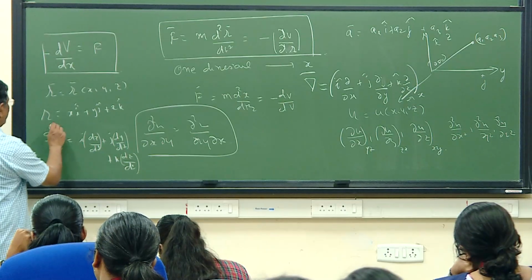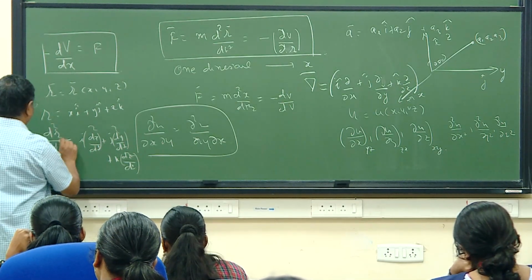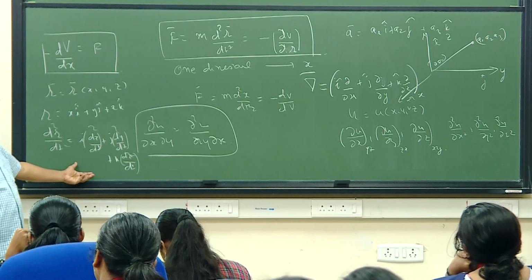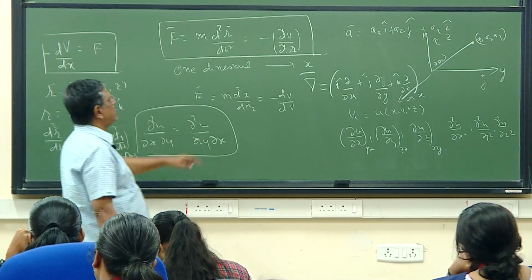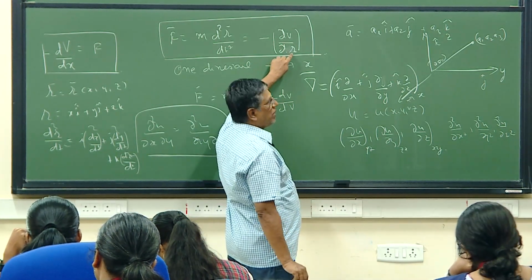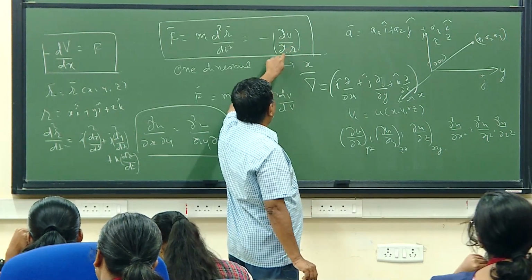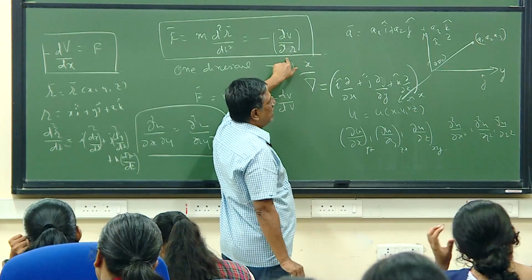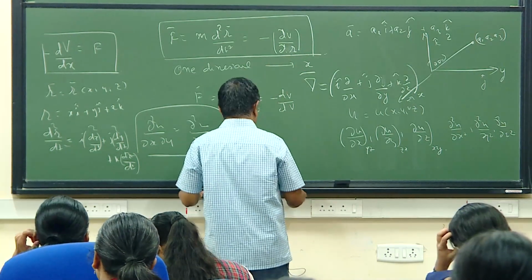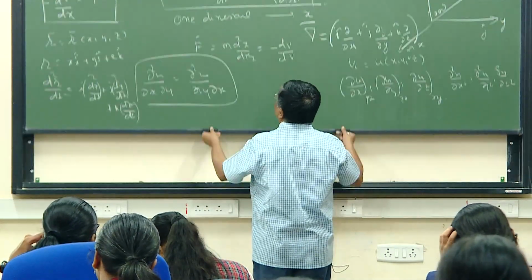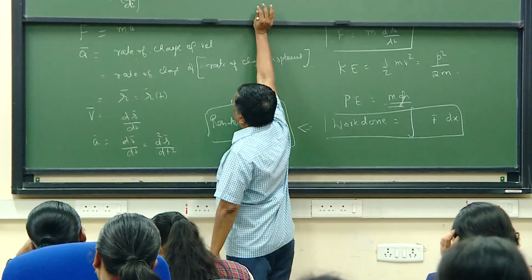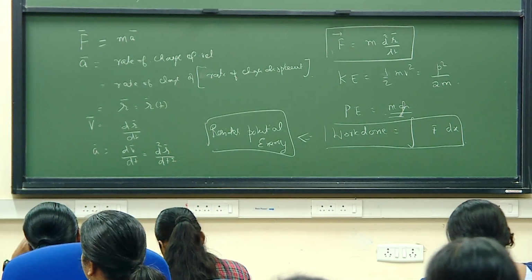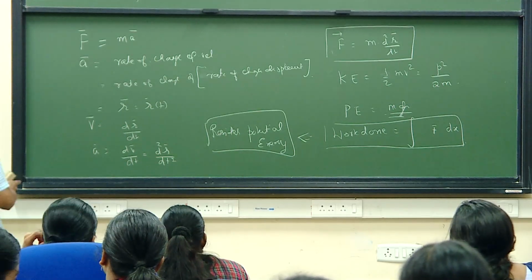So, your d square will be the second order derivatives, you are all familiar. But if you look at this, this is dou v by dou x, i dou v by dou x plus j dou v by dou y plus k dou v by dou z. So, this is the three-dimensional. I considered one dimension earlier. Now I write this equation in 3 dimensions. Alright.